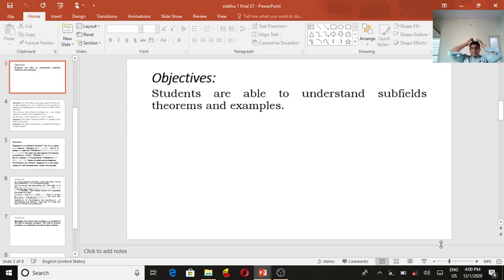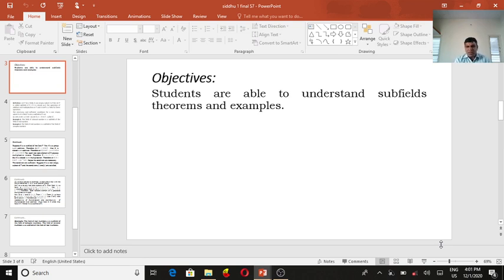So after session 7, I recall the definitions. What is a subfield? We already explained subrings and ideals, and in the same way we are now explaining the subfield. What is a subfield? You know the definition of a field.